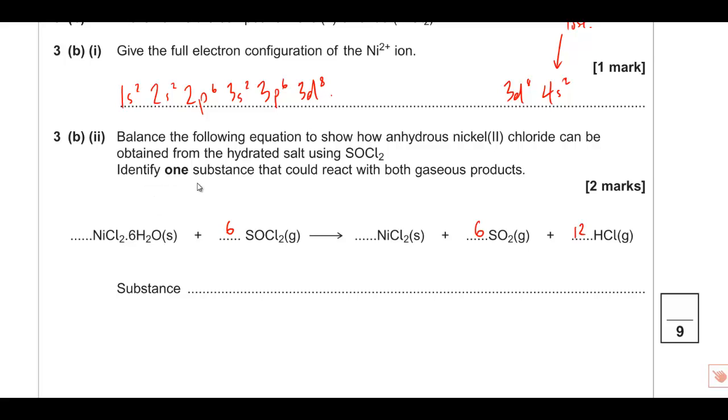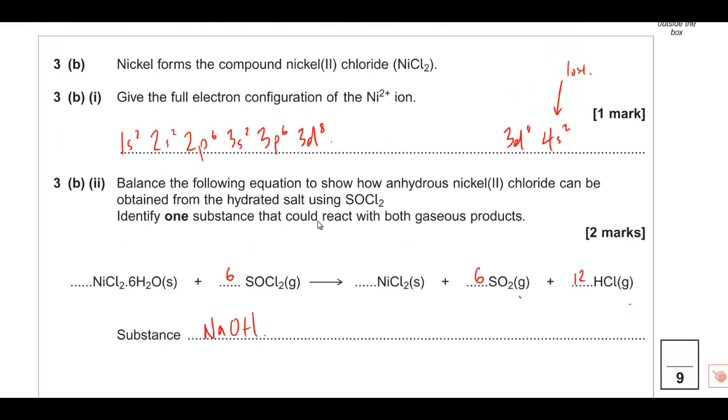Identify one substance that could react with both gaseous products. So gases, this one and this one. Straight away, acidic gases. What's going to react with it? You've got a choice. Choose something alkali. I'd probably go NaOH. Probably a straight one. Calcium carbonate, something like that. Something that is basic or alkali. Nice. So questions 3 down.